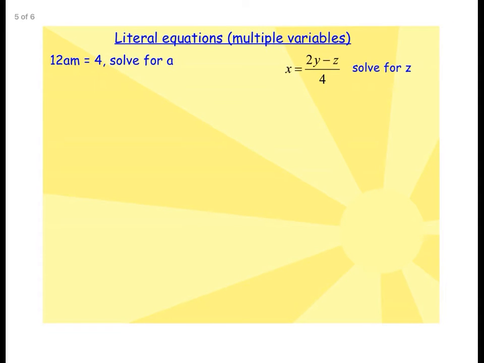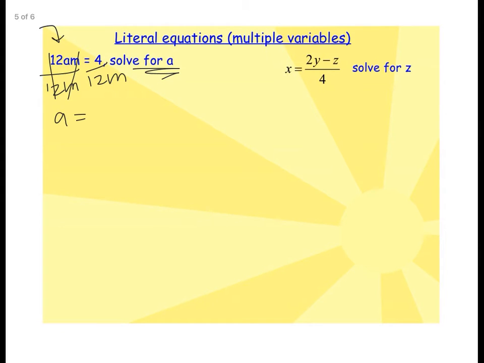Okay, so these are two literal equations, and all it means when I say literal equations is that there's more than one variable in the equation. So like the one on the left, there's an a and an m in there, so it's a literal equation. And I'm telling you that we should solve for a. So here, a is on the left side, but it's also being multiplied by 12 and m, so I need to get rid of that 12 and m. So I can actually divide them out together. So divide by 12m. 12's gone, m's gone.